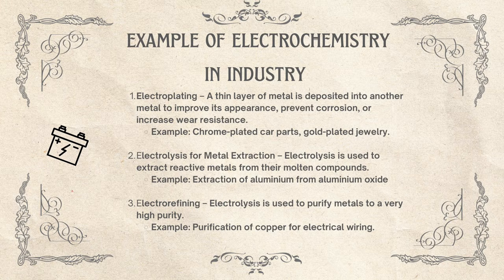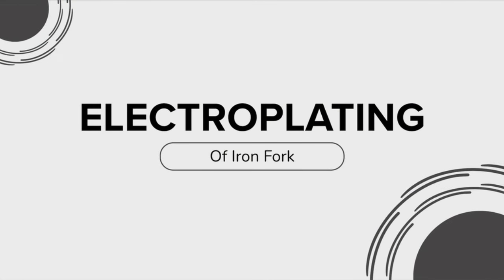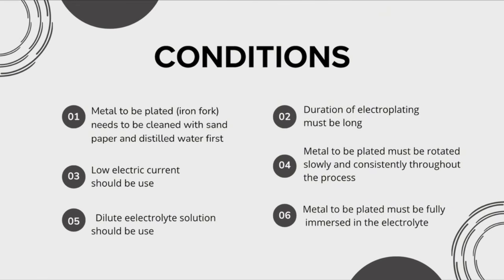Third, electrorefining. Electrolysis is used to purify metals to a very high purity. For example, purification of copper for electrical wiring. During the electroplating process of an iron forge, there are 6 conditions that must be followed.